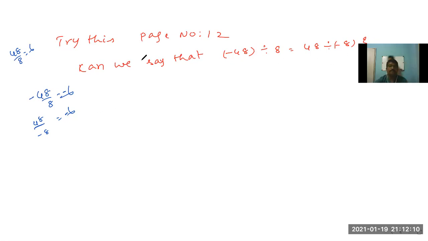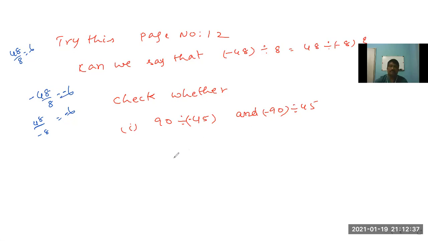So check whether the first one is 90 divided by minus 45 and minus 90 divided by 45. The second one is minus 136 divided by 4 and 136 divided by minus 4. Here the signs are going to change.